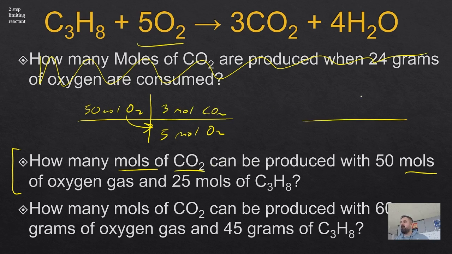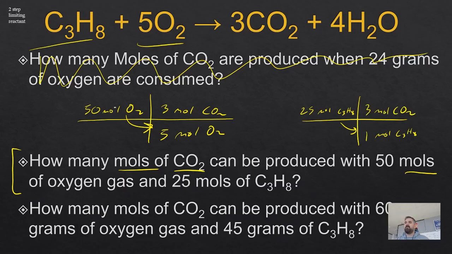Now in the next one, also a one-step, our given is going to be 25 moles of C3H8. Down here, it's going to be moles of C3H8. And then based on our equation, it's going to be 1 mole of C3H8. And then at the top, it's going to be 3 moles of CO2.